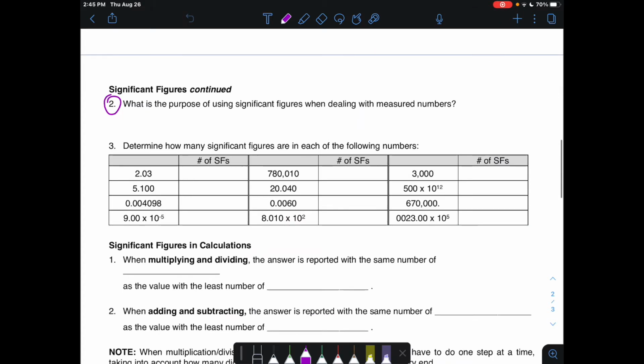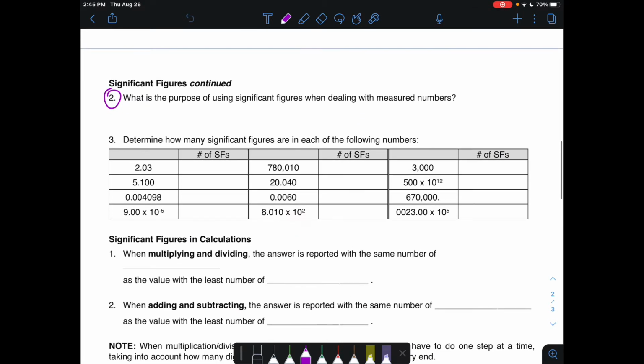So next we're going to be learning about significant figures. So for number 2, the question is, what is the purpose of using significant figures when dealing with measured numbers? So measured numbers all have a different level of precision.